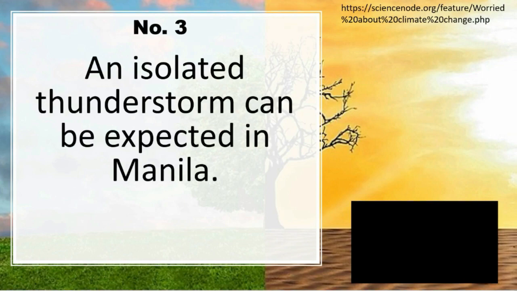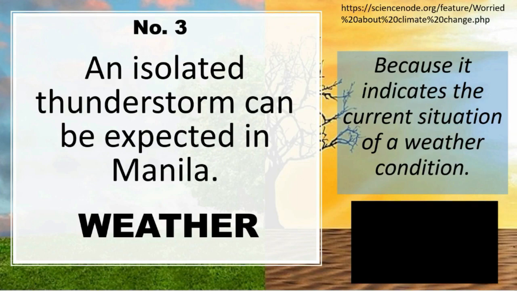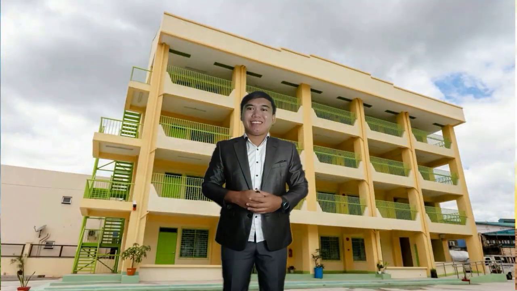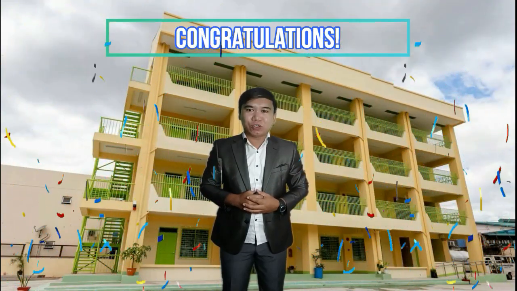Now, for the last number 3, an isolated thunderstorm can be expected in Manila. Is it a climate or a weather? Comment now on your answer. Time is up. The answer is weather, because it indicates the current situation of a weather condition. Alright class, congratulations if you got all the correct answers.